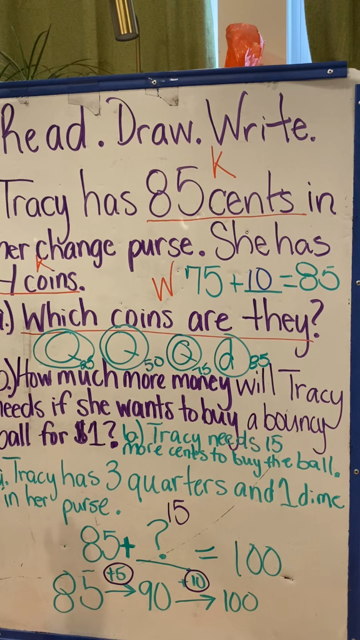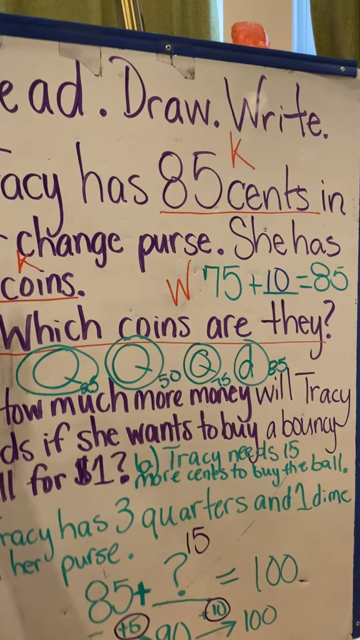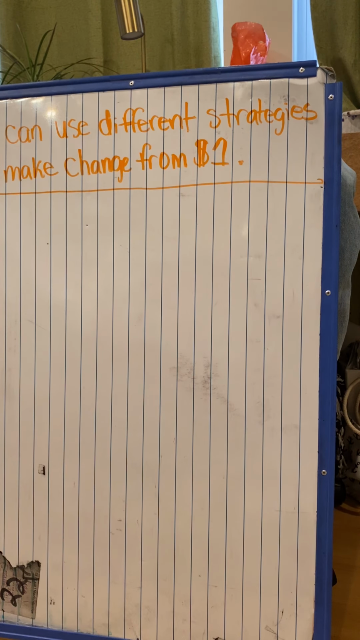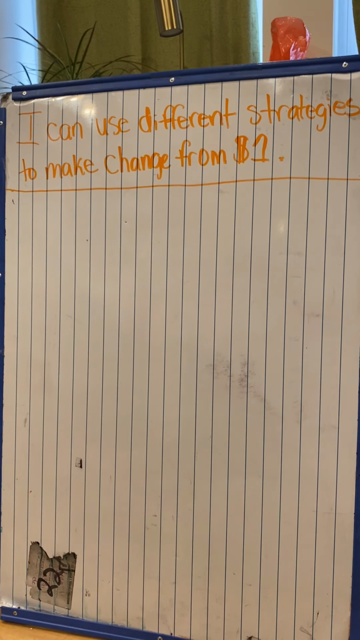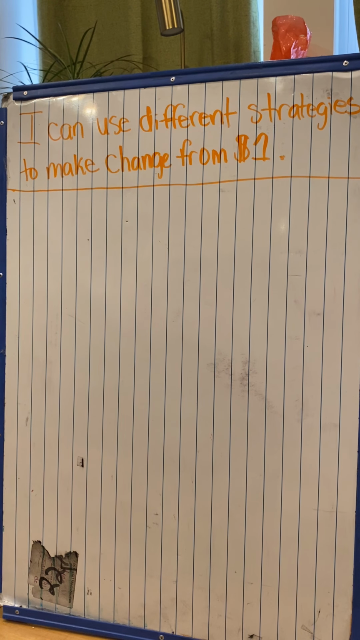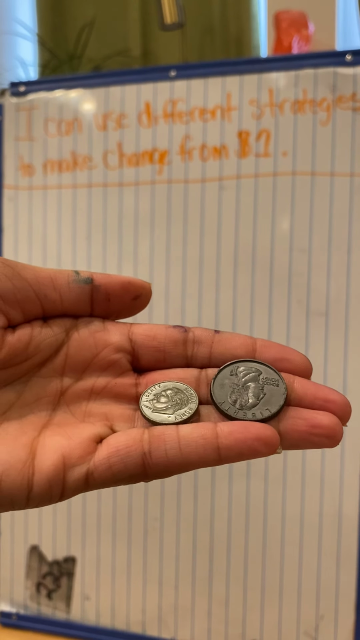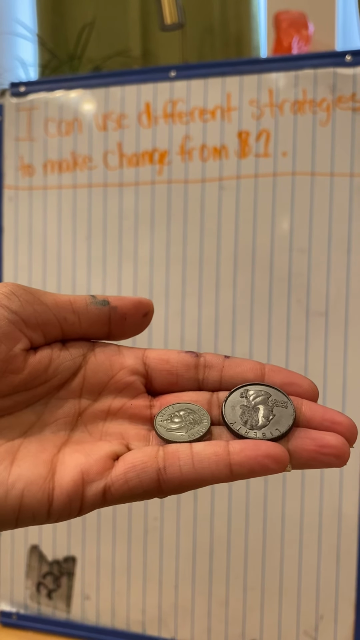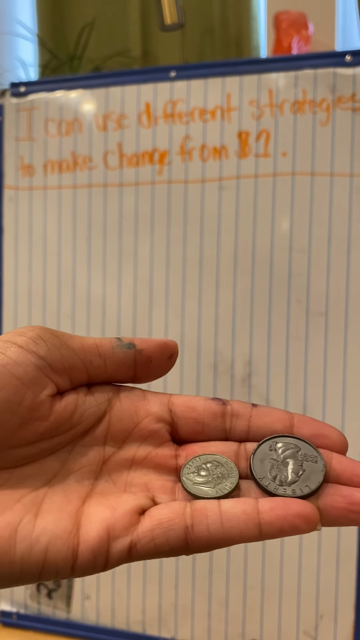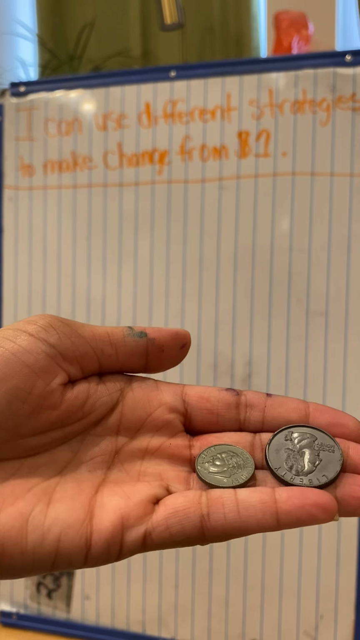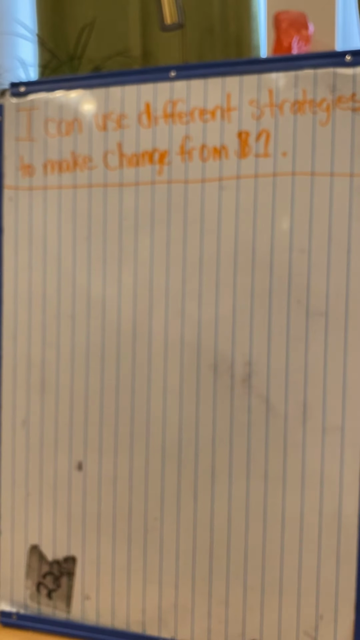We read the problem, we drew a picture, and we wrote a sentence. Now let's go ahead and move on to today's lesson. Today's objective is I can use different strategies to make change from $1. So in my hand, as you can see, I have a quarter and a dime, which makes 35 cents. How much more do I need to have 100 cents or $1?